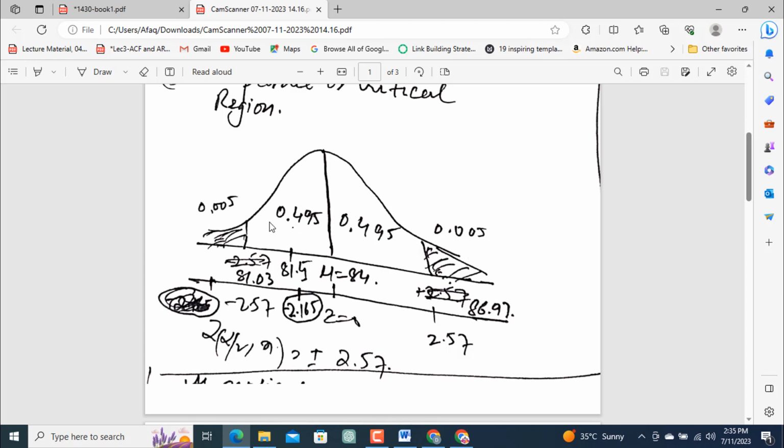How will I get this one? If you subtract this value from 0.5, you will get 0.495. From the Z table you will get this value, minus 2.57. As it is a two-tailed test, the same value with positive sign appears on the right-hand side of the distribution, 2.57. So it has been determined as Z alpha by 2, and there is no degrees of freedom concept in the Z statistic approach because it is independent of the effect of sample size. The rest of the figures I will explain later.